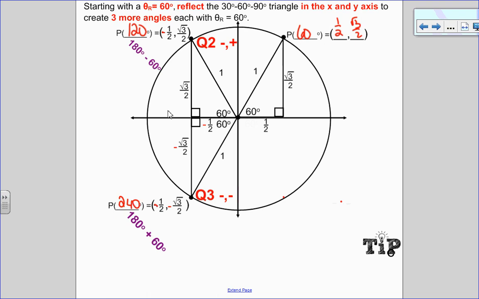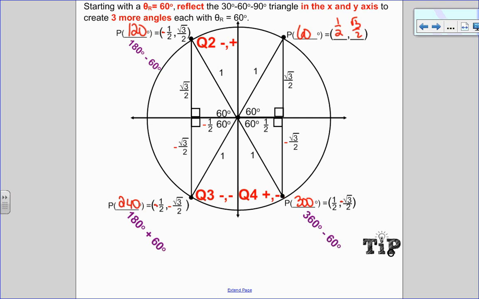And then let's reflect this triangle in the y-axis. So it becomes over here in quadrant 4. So it still has coordinates with a half and root 3 over 2, but because quadrant 4 is positive and negative, so is my point. So to figure out my angle, I'm going all the way around the circle, and I didn't reach 360. I was 60 degrees short. So 360 take away 60, 300 degrees.